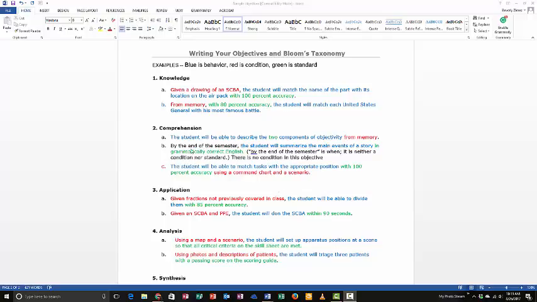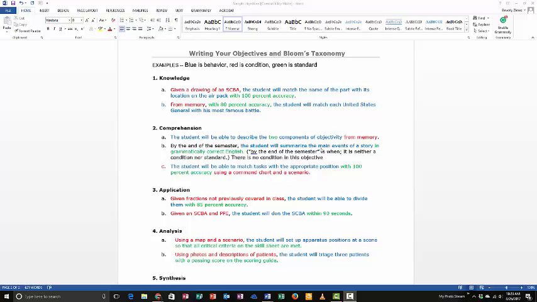The comprehension. This says by the end of the semester. You know how we always put at the end of class or at the end of instruction? That has nothing to do with the rest of what we want them to do here. By the end of the semester is when we want them to do it. It's not a condition. It's not a standard. And this particular objective does not have a standard if you look at it.